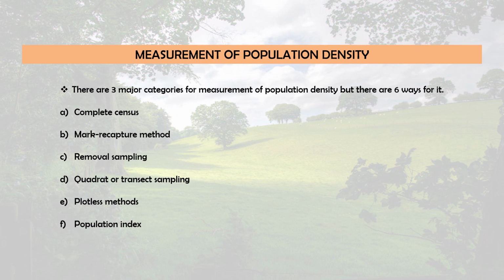And in quadrant or transit sampling, here we count the organisms of single species in plots of appropriate size and number to get an estimate of the density in the area sampled. So here we will divide the area into quadrants, and we'll study each and every quadrant separately.